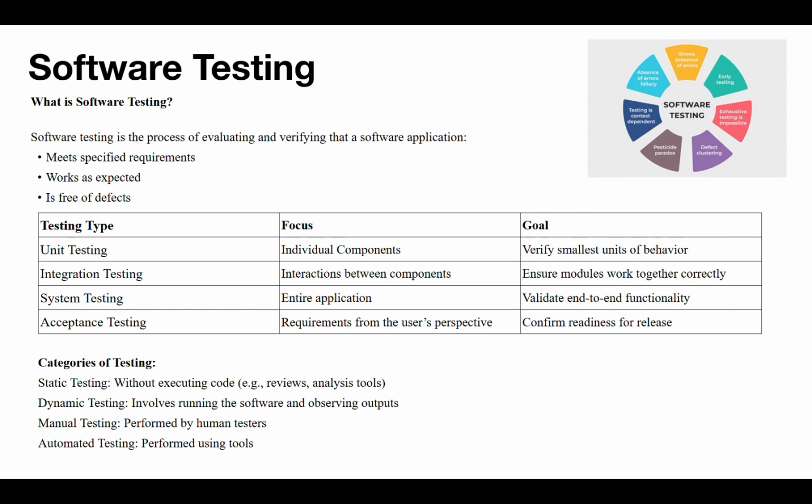Categories of testing: there is static testing. This is without executing the code, so this could be reviews or analysis tools. Then there's dynamic testing, which involves running the software and observing outputs. And then there's manual testing performed by human testers. Then there's automated testing performed by using tools. So we always need tools, we always need a step-by-step process, and we always need to make sure that our code is understandable, easy to read, and flexible, and not only just for us, but for other people as well.